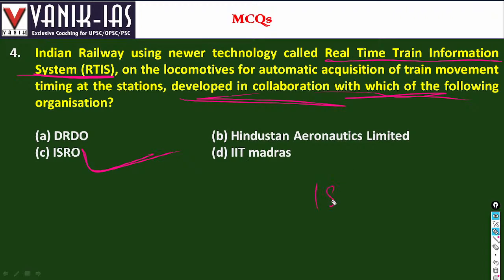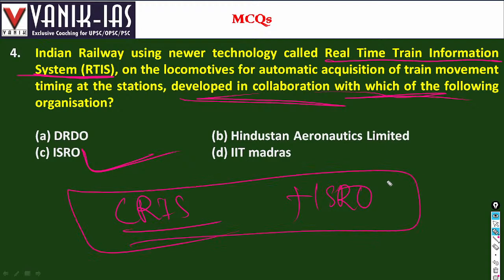Remember, this was started by ISRO plus the Center for Railway Information System, that is CRIS. These two have developed RTIS, the Real-Time Train Information System. The objective is to monitor train movement, allowing automatic plotting of control charts and improving the efficiency of train control. All these things will be controlled by RTIS, the Real-Time Train Information System.